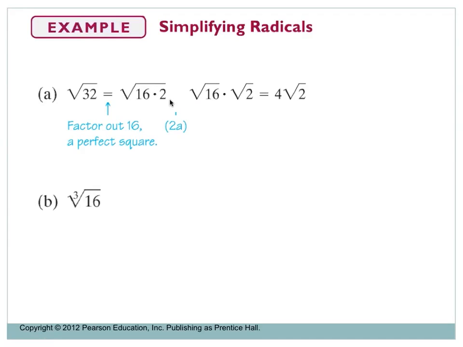And then we're going to use our rule that we know. We're going to break this apart into square root of 16 times square root of 2. And when we do that, we know that square root of 16 is 4, since 4 squared is 16. So what this simplifies to is just 4 root 2.